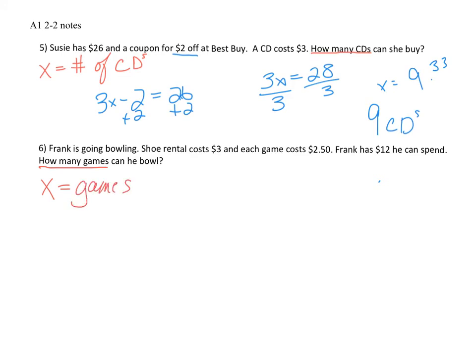Okay, we do need to know a little bit about bowling here. You're going to have to pay the $3 for shoe rental no matter how many games you play. And then each game is going to cost $2.50. So we're going to multiply that by the number of games he's going to play, which is our variable right there. And he has $12 that he can spend.